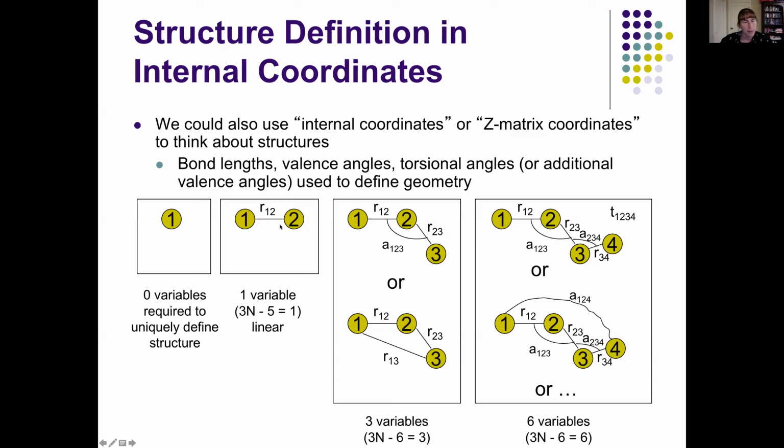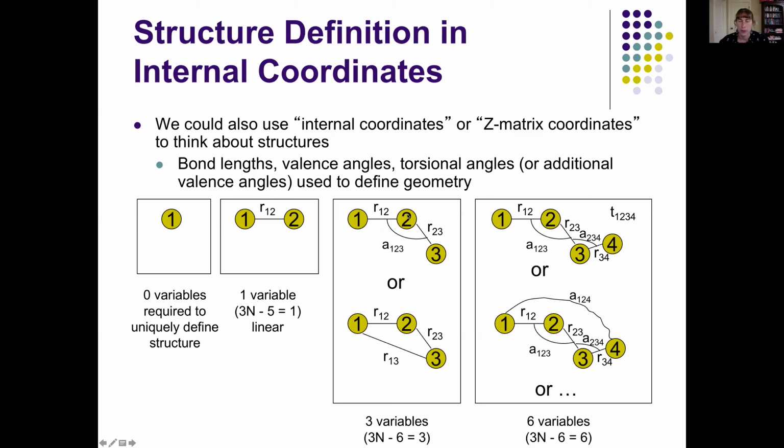Now, if we start to have a system with 2 atoms, the only geometrical variable that we have is the distance between atoms 1 and 2, this R12 value. So we have one variable that's needed to define our molecule. That really corresponds to 3n minus 5. 3 times 2 minus 5 is 1, and that's because it is a linear molecule.